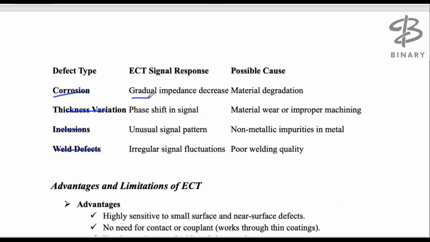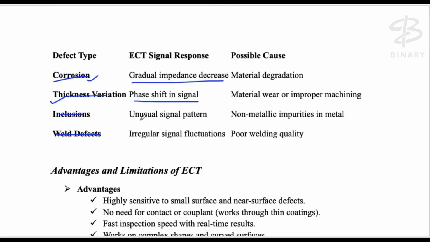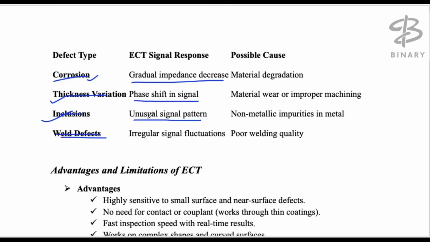If a gradual impedance decrease, it means corrosion. A phase shift in the signal means thickness variation. If an unusual signal pattern, it means inclusions. And if irregular signal defects, it means weld defects. These are just the idea, or you can say the pattern, through which we can find what kind of defect is present inside the material.